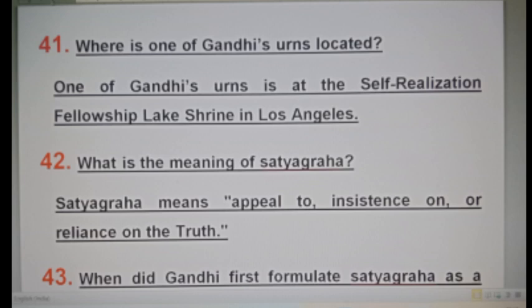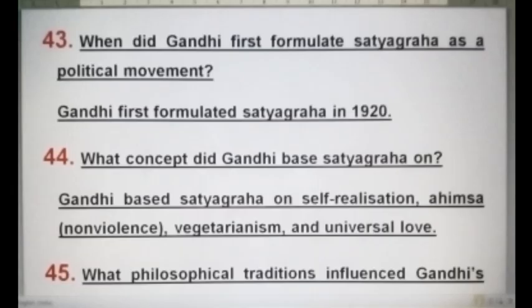What is the meaning of Satyagraha? Satyagraha means appeal to, insistence on, or reliance on the truth. When did Gandhi first formulate Satyagraha as a political movement? Gandhi first formulated Satyagraha in 1920. What concept did Gandhi base Satyagraha on? Gandhi based Satyagraha on self-realization, ahimsa, that is non-violence, vegetarianism, and a universal love.